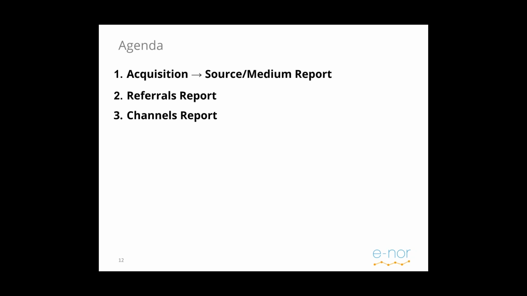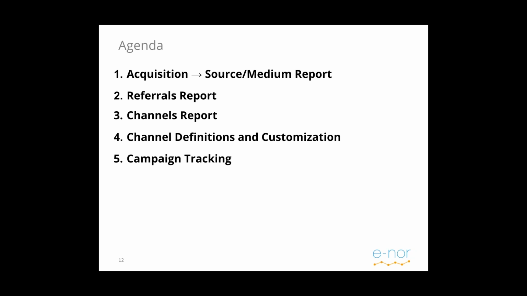We'll look at the channels report, also relatively new, as in maybe a couple of years old at this point in Google Analytics, but still not necessarily readily understandable right out of the box. We're going to go further into the channels discussion and talk about channel definitions and customization. Then we're going to spend a good amount of time talking about campaign tracking, a really critical, fundamental issue in making sure that your Google Analytics data is as accurate and helpful as it can be in indicating where your traffic is coming from.